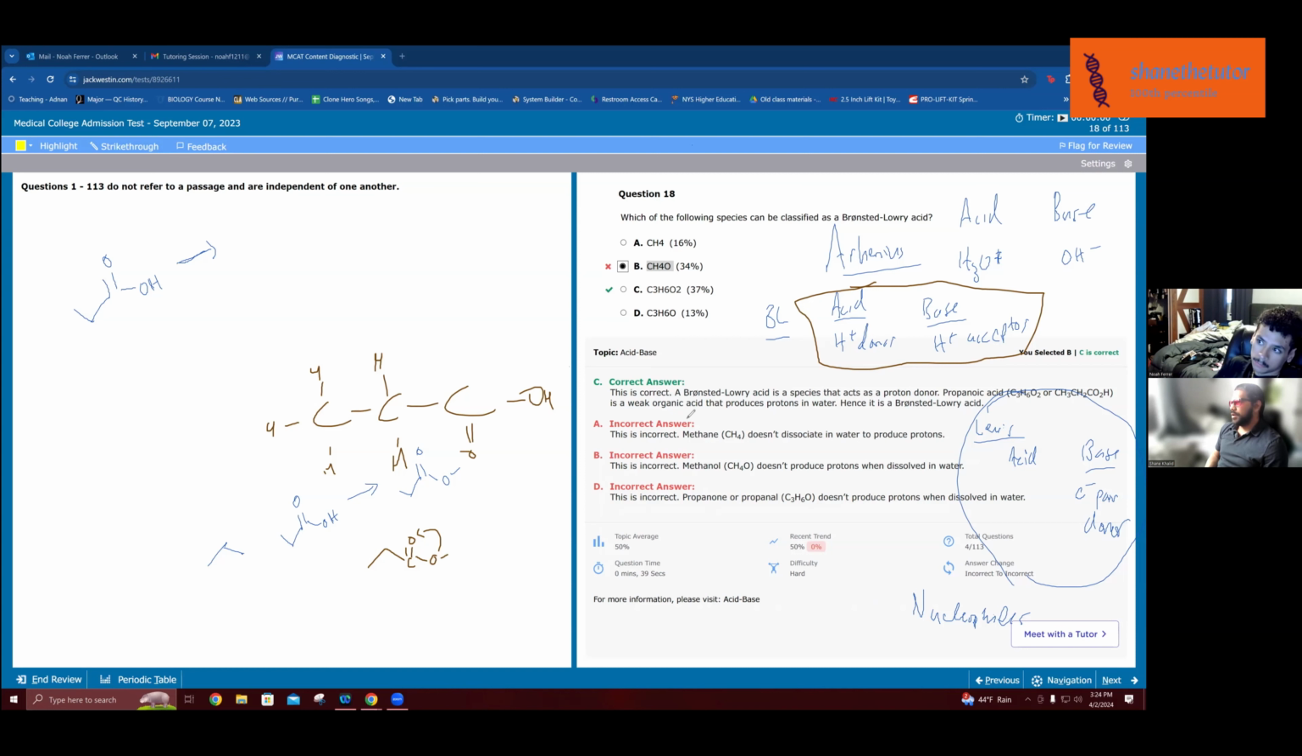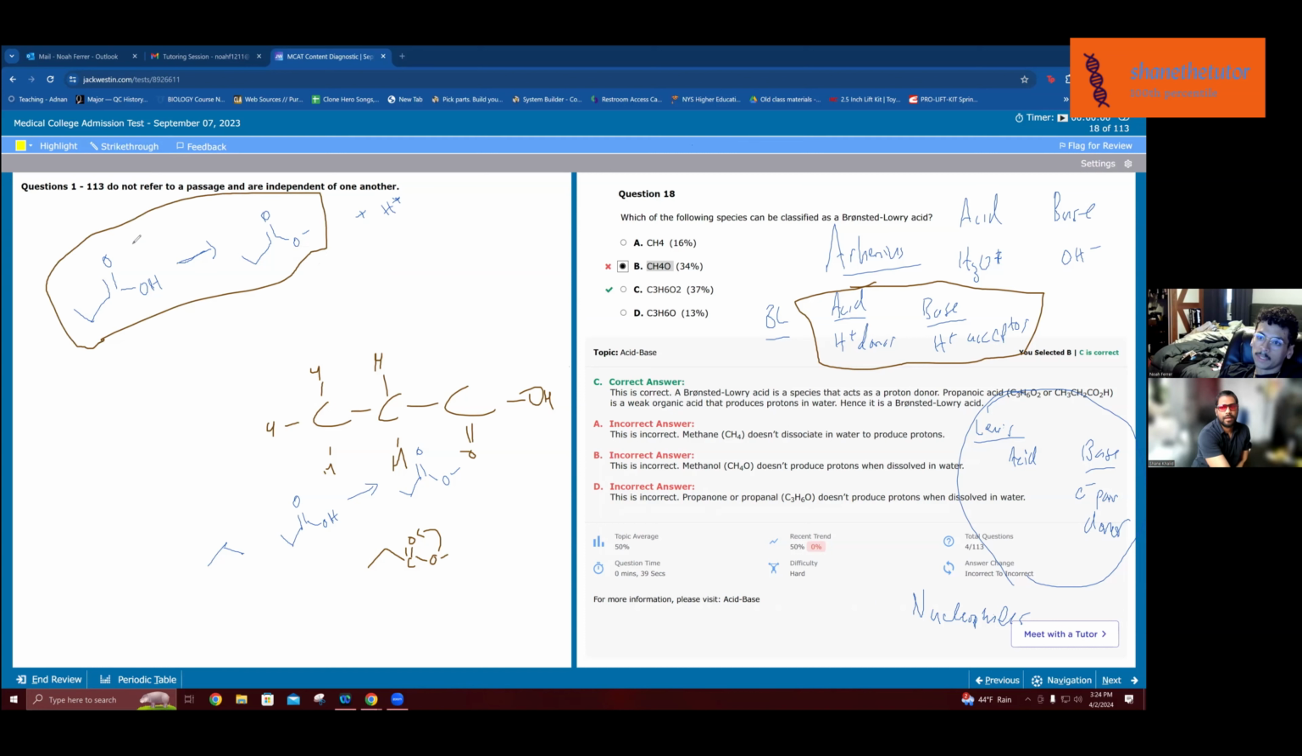Okay, so I drew the carboxylic acid here on the left, and when it loses its proton, it will look like this, right? Now, which form is more stable? Which one of these two? Wouldn't this be the more stable form? You tell me.